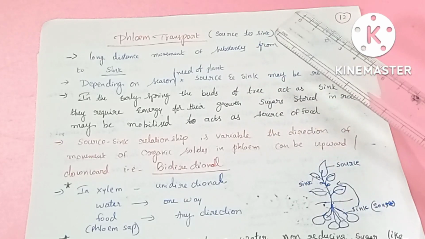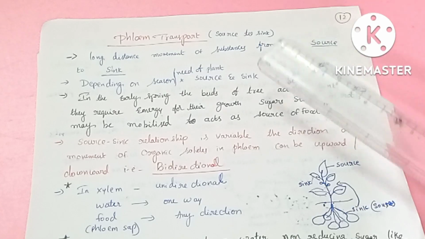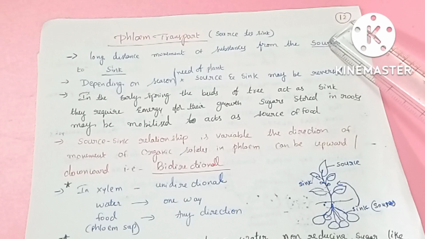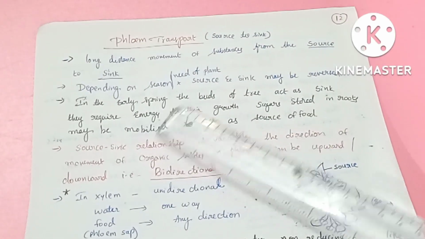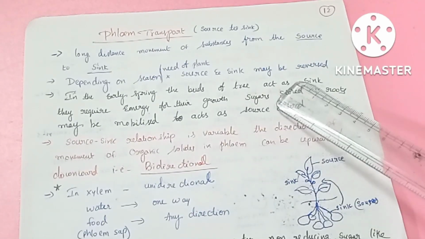Leaves, right? From the leaves the food materials were synthesized. From the leaves to the different parts of the plant the food gets supplied. That is, the source is the leaf and different parts which need the food are called the sink. So depending on season and the need of the plant, the source and sink may be reversed.